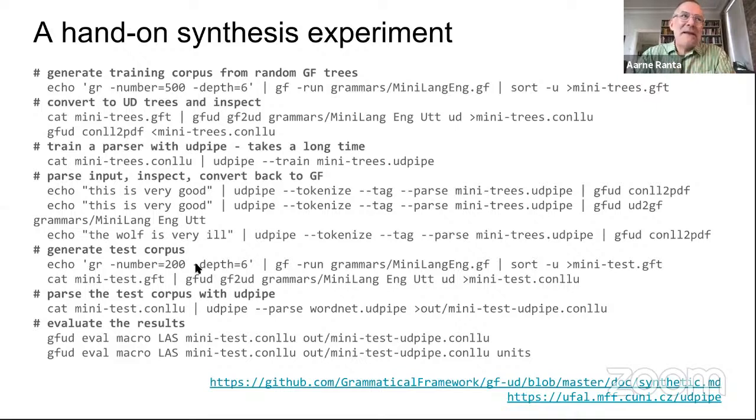You parse the test corpus with UDPipe, and then you evaluate the results. So you compare the labels in these two corpora, the gold standard and the one that was generated. I will show the results in a while.